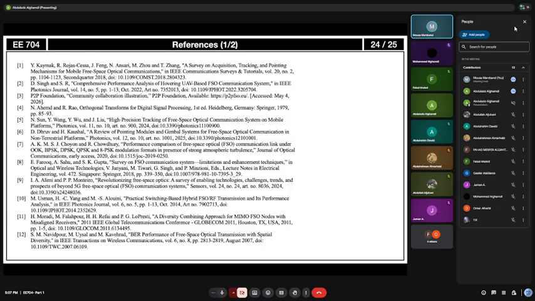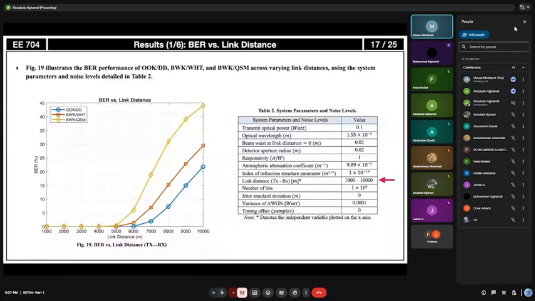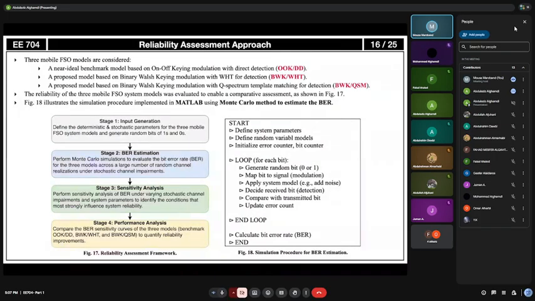Which software did you use to simulate this algorithm? MATLAB. Yes, MATLAB, as mentioned here. Based on your literature review and search in other papers, and to compare the research gaps, do you think there is any contribution for this proposed algorithm?